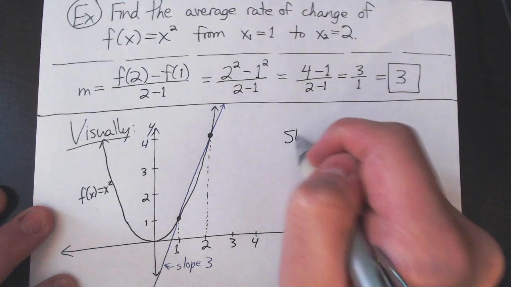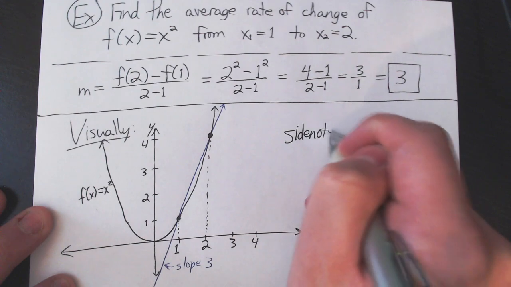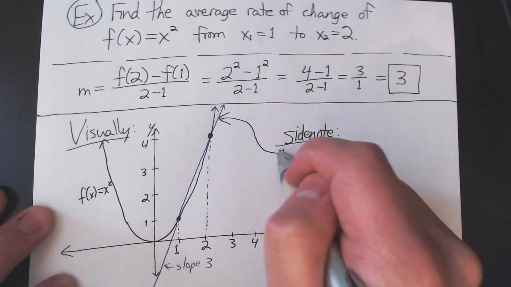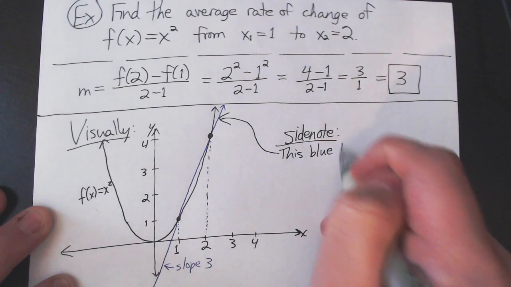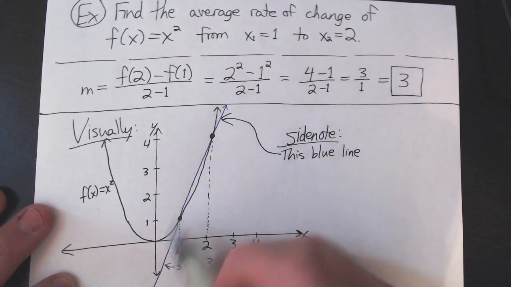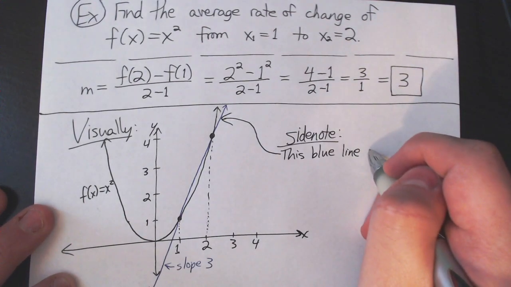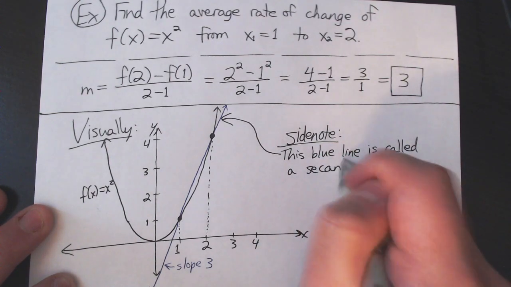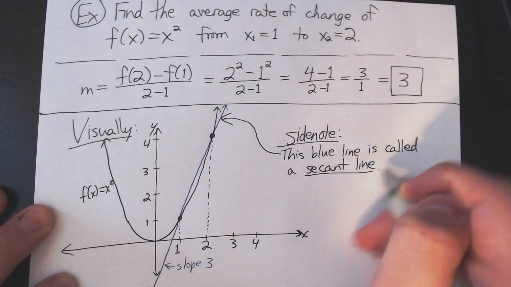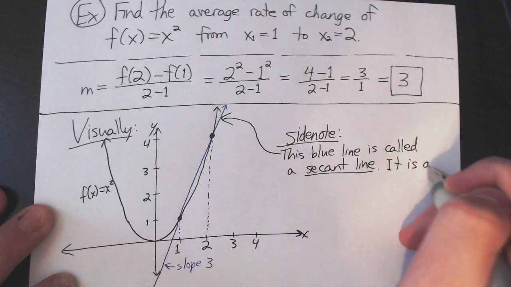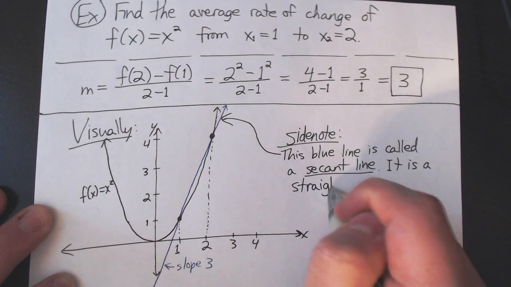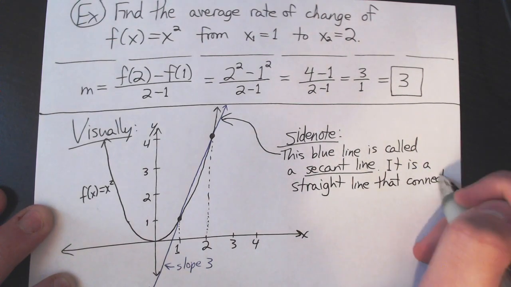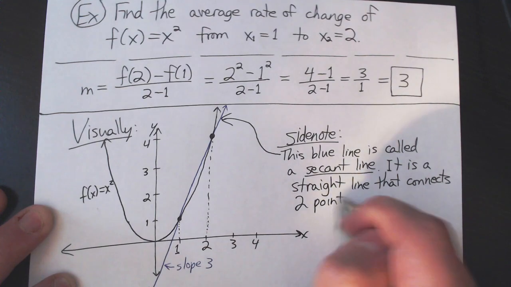As a side note, the straight line that I drew, this blue line, if you can see in the video that that's a blue line, the straight line that I drew is called a secant line. It is a straight line that connects 2 points on a curve.